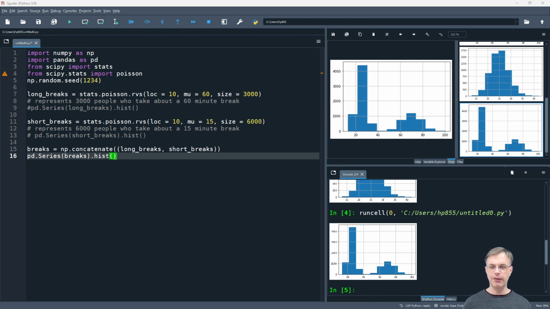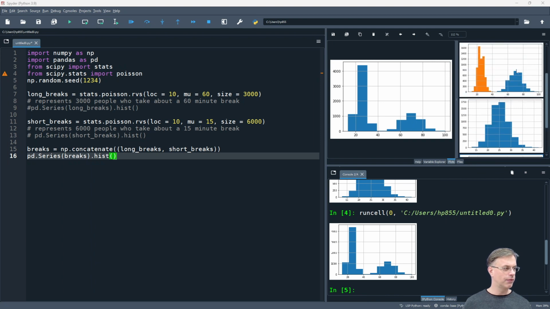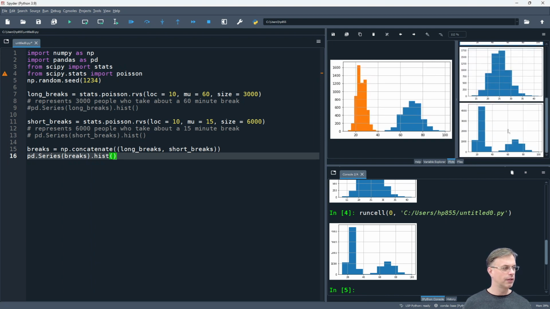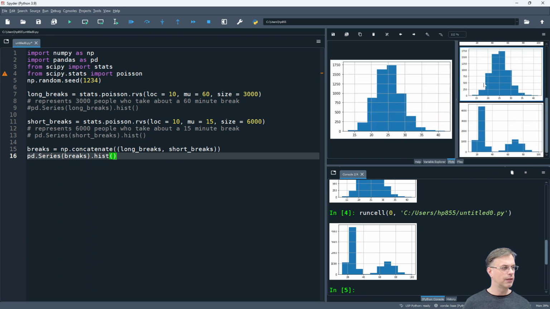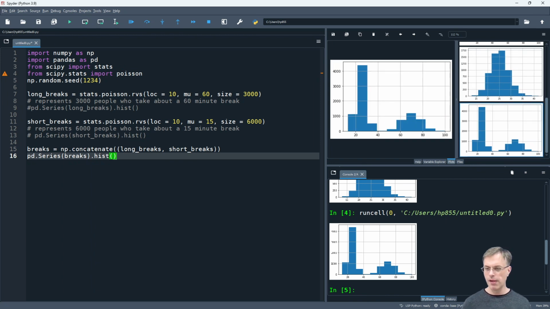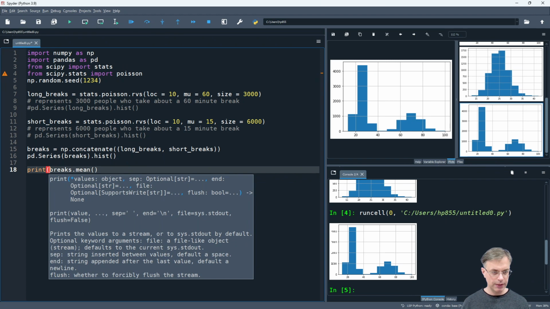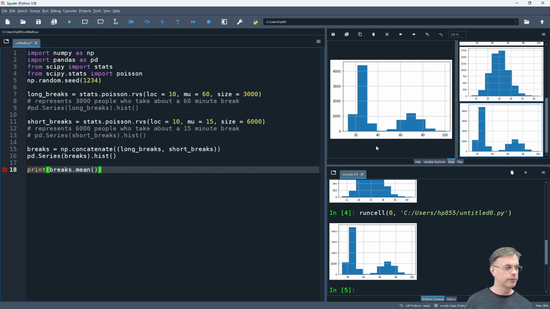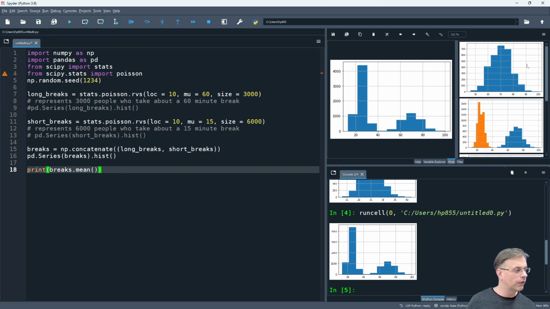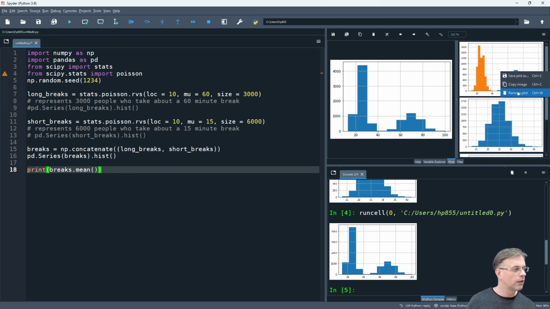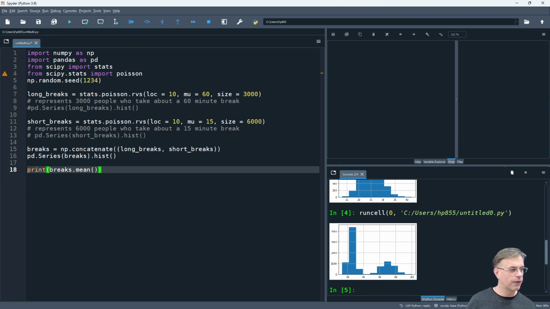We can now find the total average break length. So if you would like to see it, you can find the total average break length by running the following code. So breaks.mean, but I believe that I need to print this out, and I'm going to get rid of all the plots now.